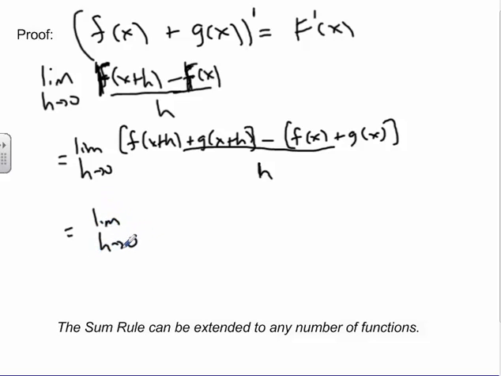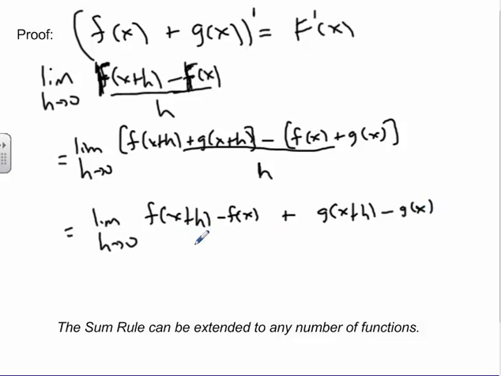That's still there. But now the change is, I'm going to take the f's and put them together next to each other, and the g's and put them next to each other. So this will be f of x plus h minus f of x. And then I'm going to add to that g of x plus h. And remember, this negative will actually distribute in and make it a negative g of x. So it'll give you that.